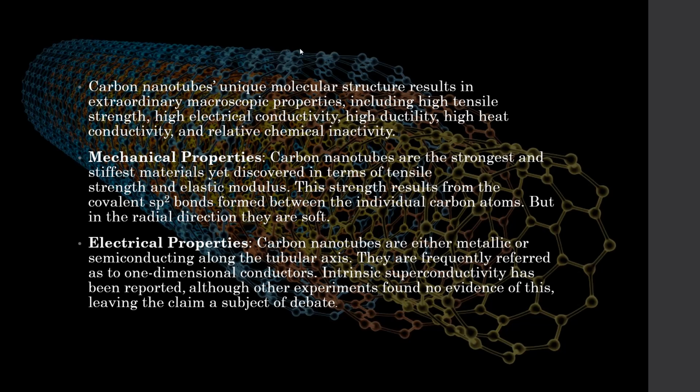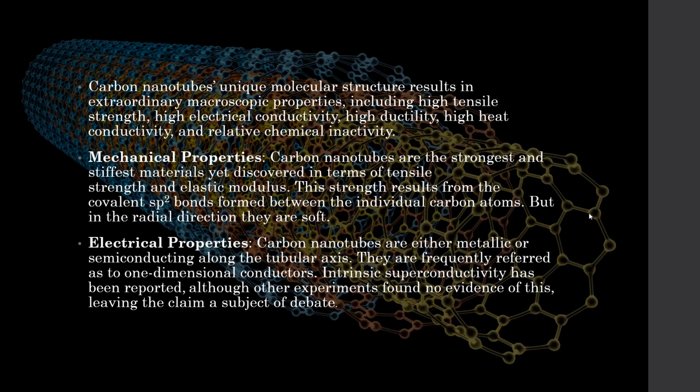As we talk about mechanical properties, carbon nanotubes are the strongest and stiffest materials yet discovered in terms of tensile strength and elastic modulus. This strength results from the covalent sp² bonds formed between the individual carbon atoms, but in the radial direction they are really soft.